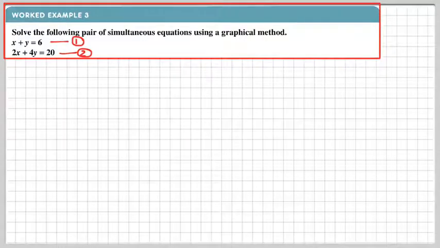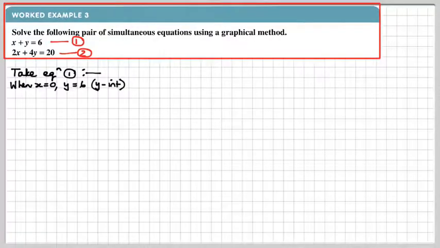Right, equation 1, equation 2, label them. Take equation 1. Now, when x is 0, y will be 6, won't it? See there? Yes, that's the y-intercept. And when y is 0, what will x be? You have a look. Yes, it'll be 6. So that's my x-intercept. Good, that takes care of equation 1.